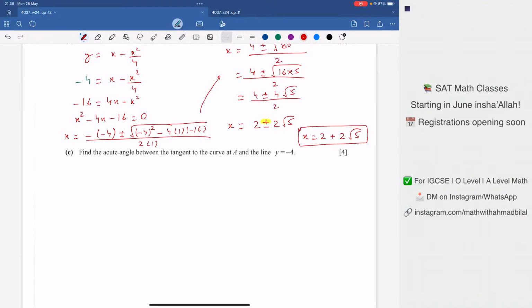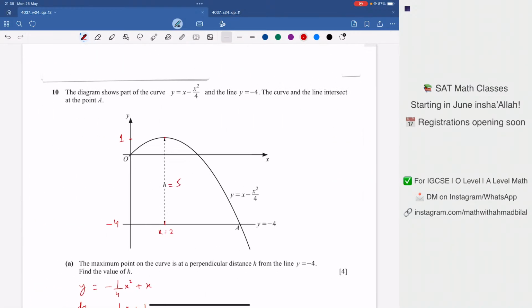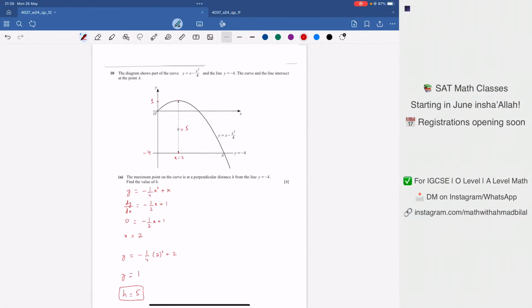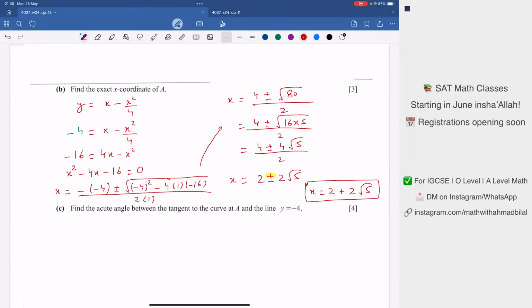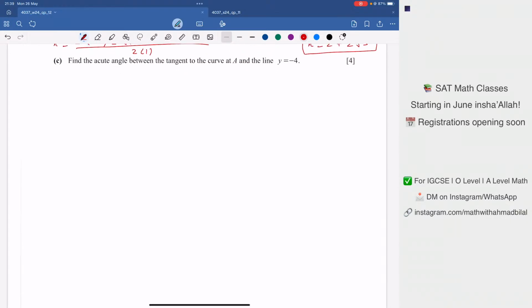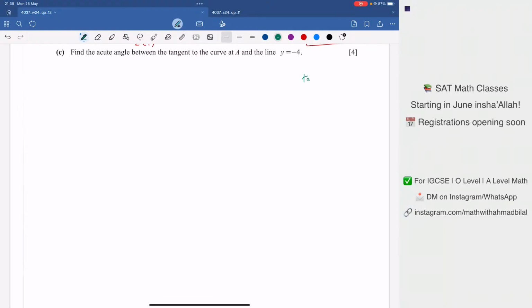Then it says find the acute angle between the tangent of the curve at A and the line y equals minus 4. How do we do this? Acute angle between the tangent and the line y equals minus 4. Now y equals minus 4 is a horizontal line, right? That's a formula that you should remember. Its proof is also fairly straightforward, but for now, since you have an exam tomorrow, just remember this if you don't already. Angle between a line and x-axis is given by this.